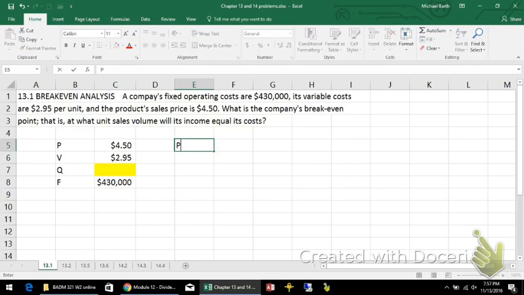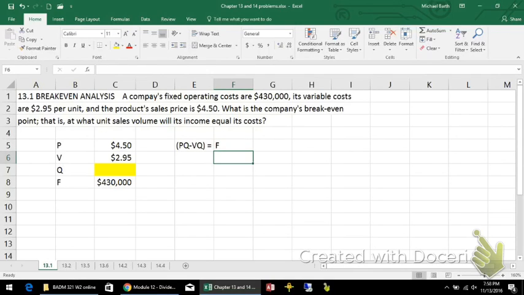If I take P times Q, that'd be revenue. And if I take P times Q minus V times Q, that would be the amount of revenue that's left over after selling all those Q units. And at that point in time, break even would be the point where those were exactly equal to F. Those are my fixed costs.